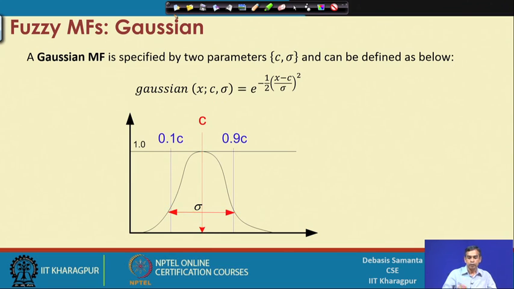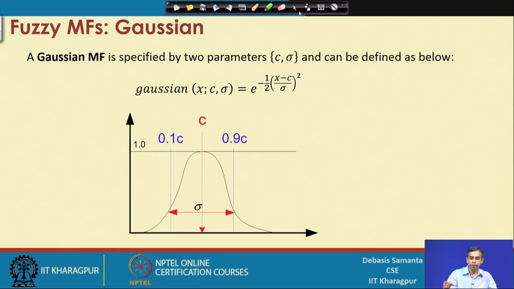Anyway, if we define two parameters like C and sigma, then this membership function can be better expressed in the form of a mathematical notation using this one. This is basically the formula for the Gaussian distribution, which is why it is called the Gaussian form. If we plot this form for a given value of C and sigma and for different values of x, the graph will look like this, like a bell shape. So, it is also called the bell shape membership function.